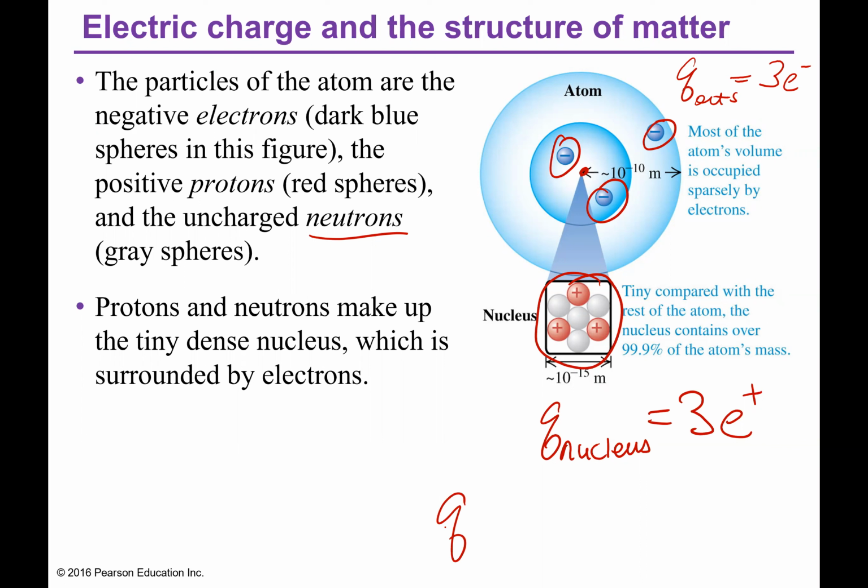Now, what is the net? Well, the net will be 0, right? Because I add those two together, you get 0. That means this atom is neutral. Now, I also have neutrons. How about those? Well, neutrons have no charge. That means, in terms of the charge, they're not contributing anything to the total charge.